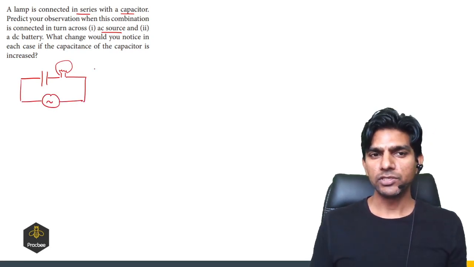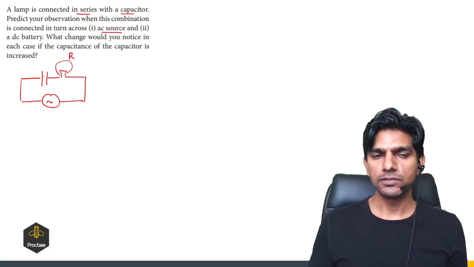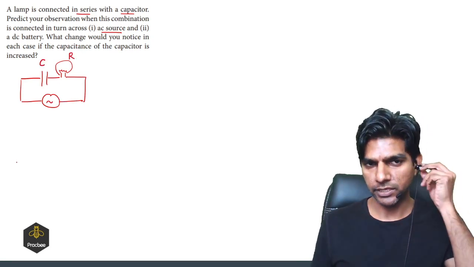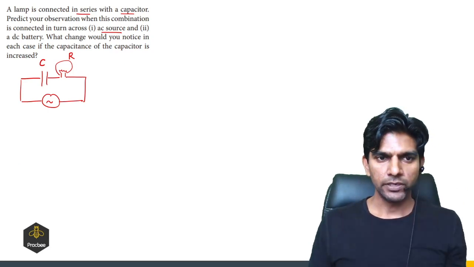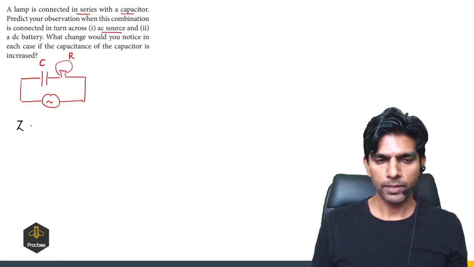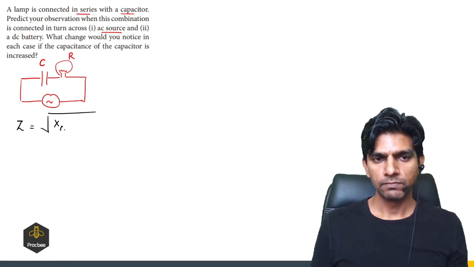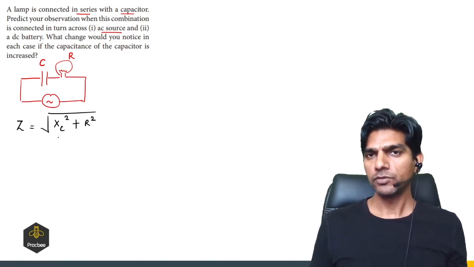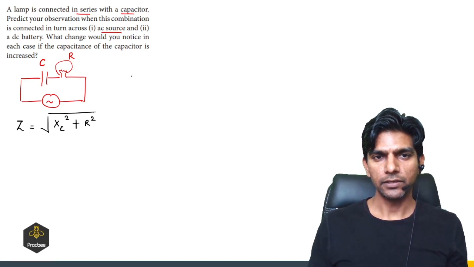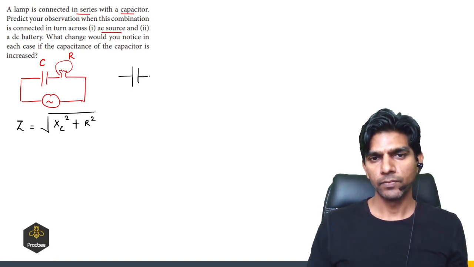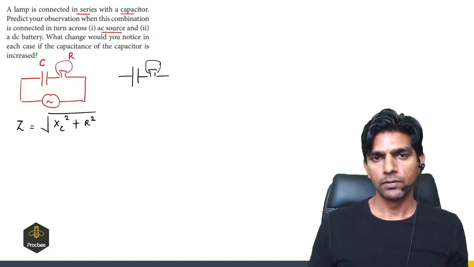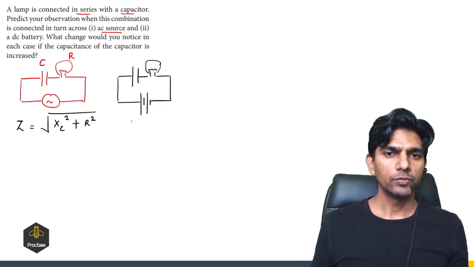Now we can treat the lamp just like a resistor. So this is a resistor of resistance R and the capacitor is having capacitance C. So if we have an AC source, then the resistance offered will be root of XC square plus R square. Right, so that is the resistance offered. But if we connect this bulb with a DC source, then what would happen?